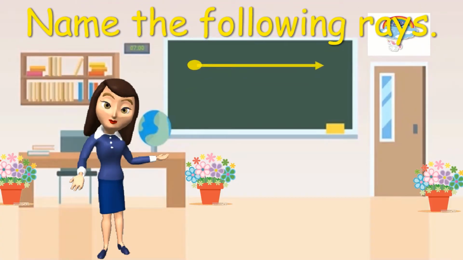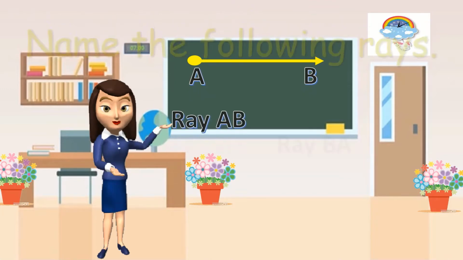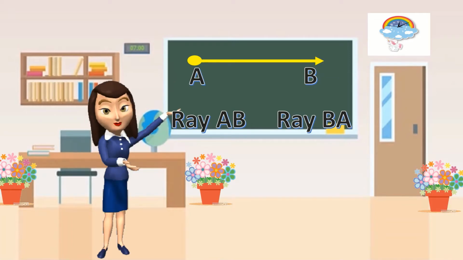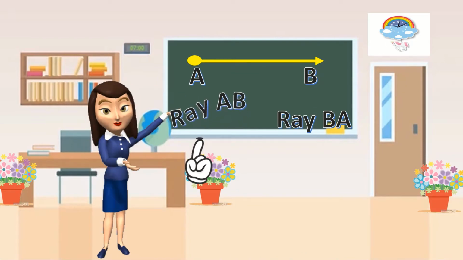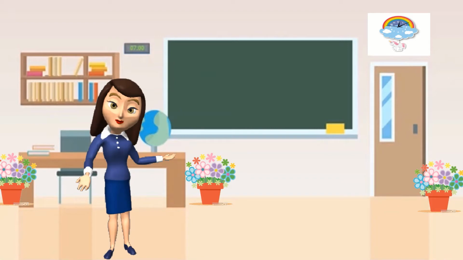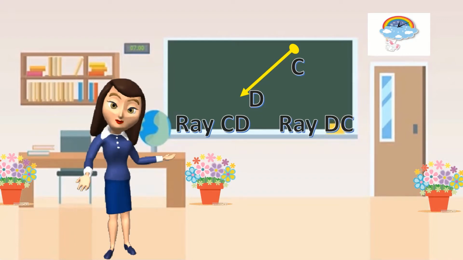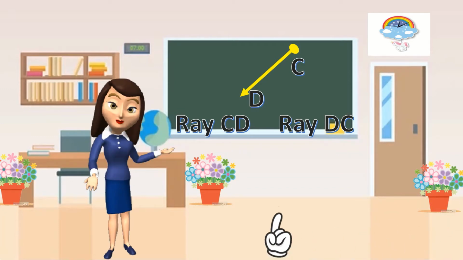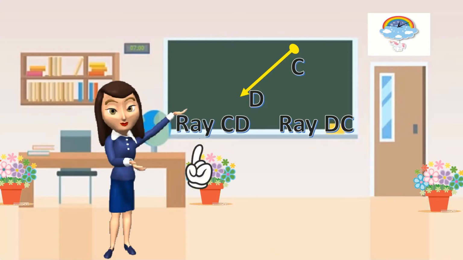For our first given ray, what is the name of it? Is it ray AB or ray BA? In the count of 1, 2, 3, click your answer. Very good. It is ray AB. For our second given ray, what is the name of it? Is it ray CD or ray DC? In the count of 1, 2, 3, click your answer. Fantastic! The answer is ray CD.